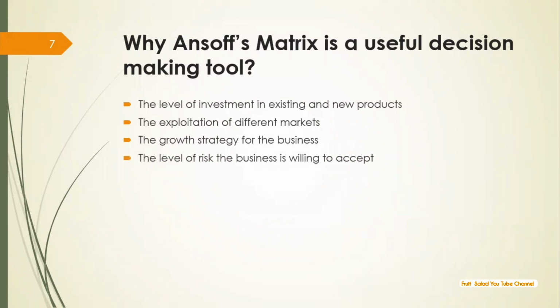That means if a business is willing to accept low risk, they can go for market penetration. And if the business is willing to take moderate risk, they can go for product development or market development. Or if the business is willing to take high risk, then they can go for diversification. Okay. So by now, I hope you are clear on the Ansoff Matrix, and I hope that you have some idea about what the Ansoff Matrix is.